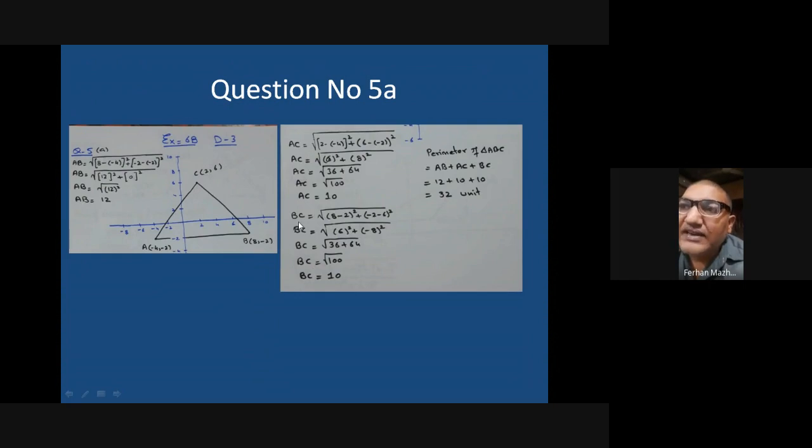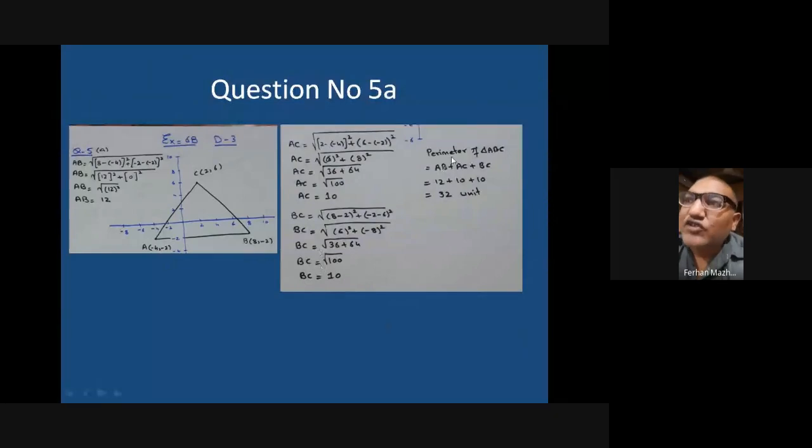Now I will find the length of BC. So apply the distance formula on B and C: 8 minus 2 whole square plus -2 minus 6 whole square. 8 minus 2 is 6, and 6 square will be 36. -2 minus 6 is -8, and when you take the square of -8, it will become plus 64. So 36 plus 64 will give you 100. When you take the square root of 100, that is 10. So now I know the three sides.